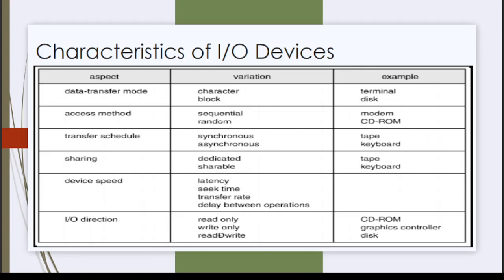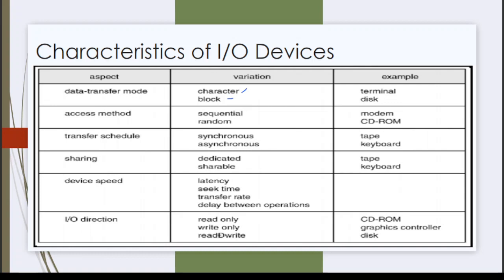Characteristics of an IO device. First we will look at the characteristics of IO devices. Data transfer mode. What is the transfer mode of the device? In this we have two variations: character, where we can pass characters, or block, where we pass a block of characters.